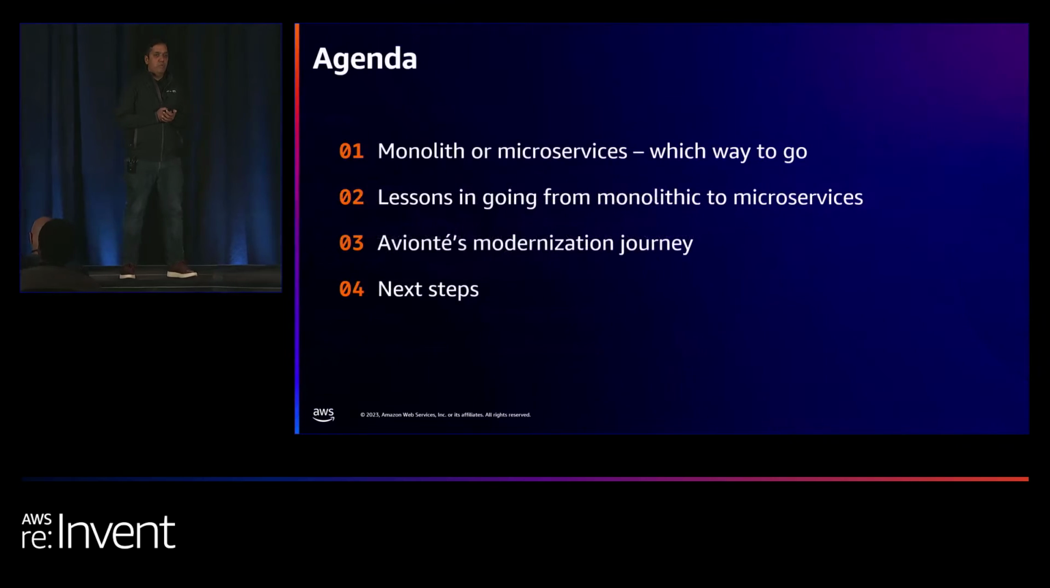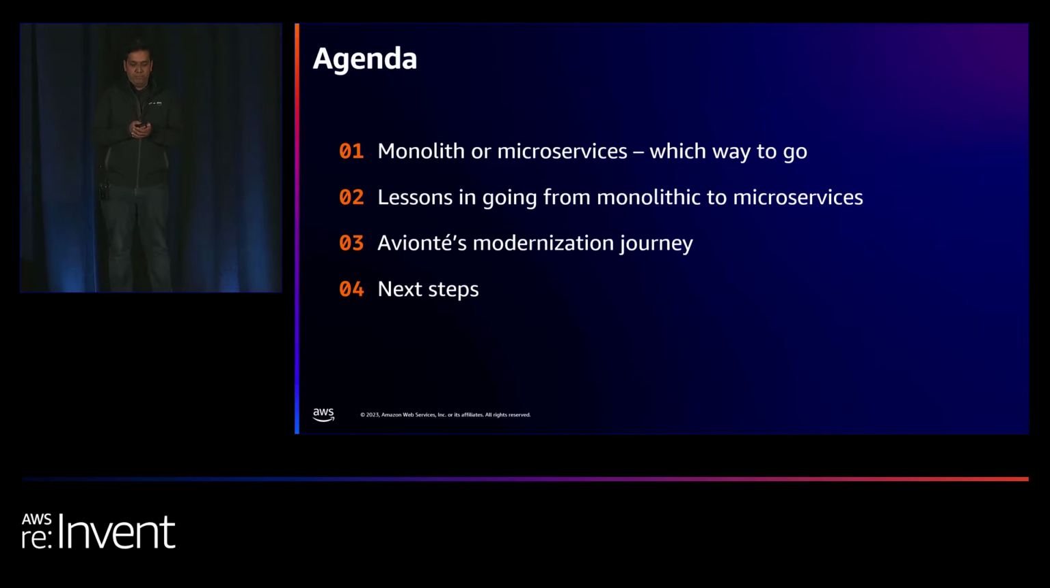So in today's session, we're going to talk about things to keep in mind while choosing between monolith versus microservices architecture for your .NET applications. We will talk about lessons that we have learned while working with multiple customers, helping them take their monolith applications to microservices on AWS. We have tried to break down these lessons into 5 different subsections that we will share with you today. Then we will have Odell talk about Avionté's journey modernizing their .NET applications on AWS.